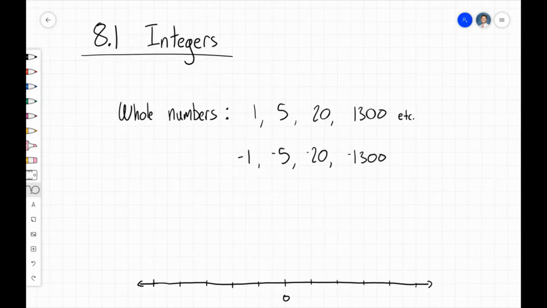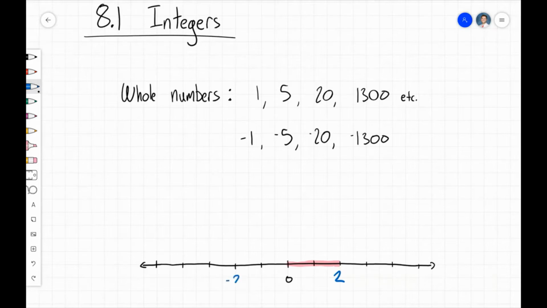Now, when we discuss integers, by saying the opposite of a number, a negative number is the same distance away from 0 as its opposite positive number. So for example, if we were to say this is 2 here, you can see that that is a total of 2 numbers away from 0. So we know that its opposite, negative 2, is going to be the same distance from 0, just in the other direction. So we can see that's also 2 numbers away from 0. So these two numbers are opposites.